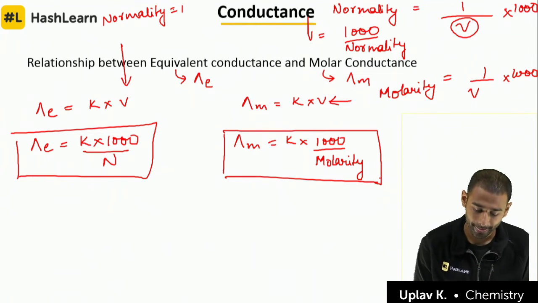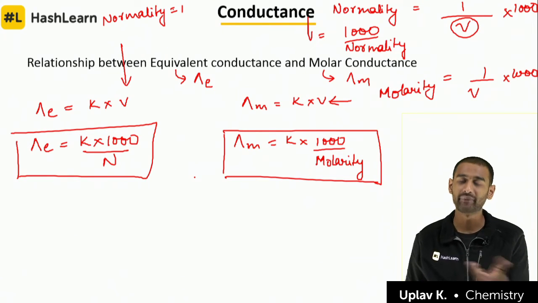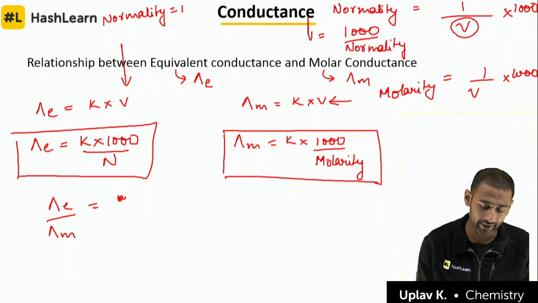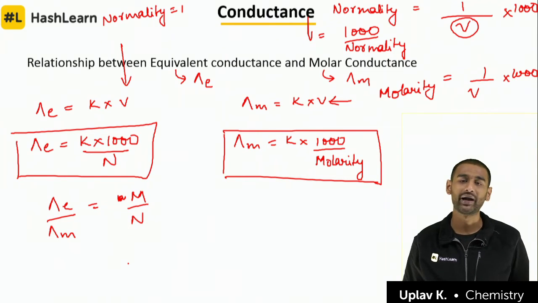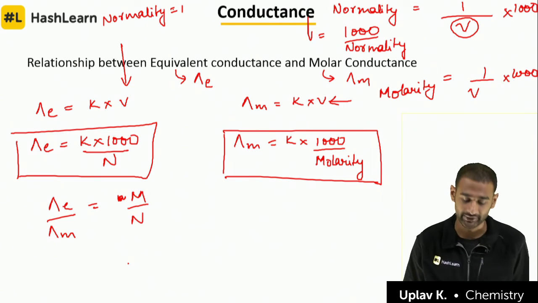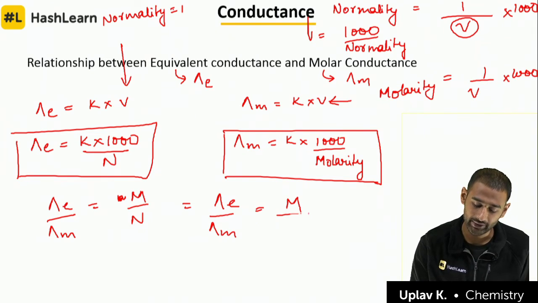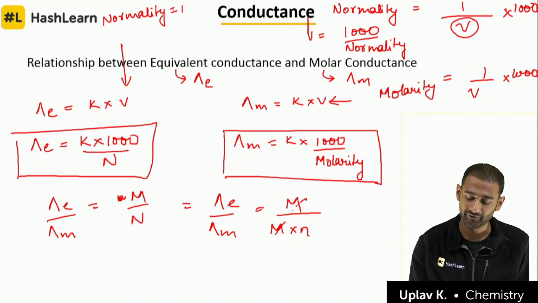So don't worry. Now if I want to find a relationship between them, let me divide both of them by each other. So this by this will be equal to, can I say, M by N, the molarity by the normality? Now what is normality? You must have read in the first chapter that normality is basically molarity into N factor. So I can write this as molarity by molarity into N factor. So M and M will cancel.